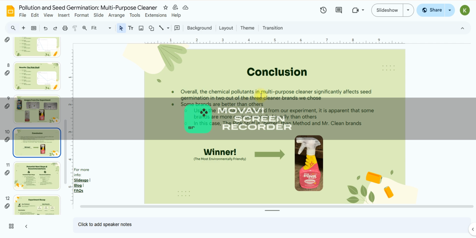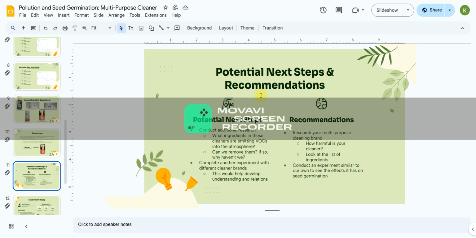So, gathering our conclusion, we kind of figured that the pink stuff did have less chemicals or pollutants than what the other multi-purpose cleaners could have contained. Our potential next steps and recommendations are to conduct research on the ingredients in these cleaners, or if they're emitting the volatile compounds into the atmosphere, if we can even remove them, and if we can, why can't we? Complete another experiment with different cleaner brands. This would help develop understanding and regulations.